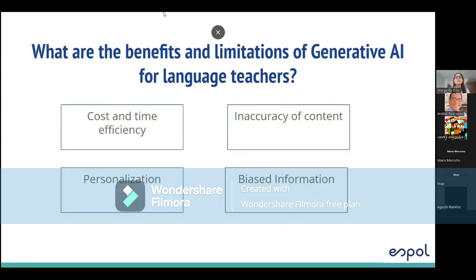So now, something that we all should be aware of is that regarding the tool that we're going to use, we should know the benefits and limitations. Okay, what are the benefits and limitations for language teachers? On the good side, we save time, because now, as I mentioned, we can say, okay, give me a lesson plan, and it creates a lesson plan in seconds. And of course, it saves time.